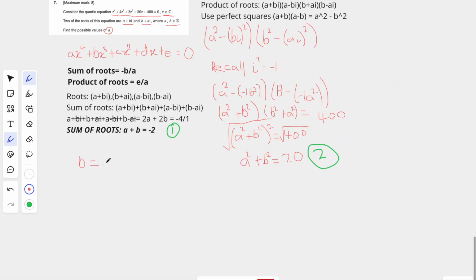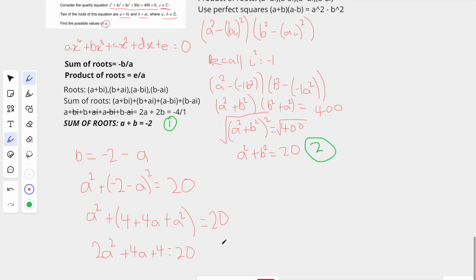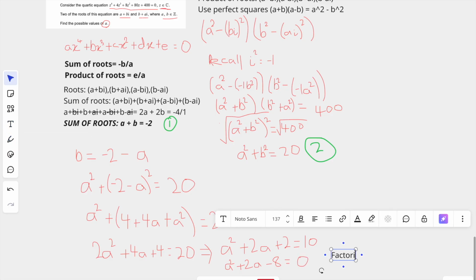From equation 1, we can make b the subject, such that b equals negative 2 minus a. We can substitute this into equation 2, such that we have a squared plus negative 2 minus a, whole squared, equals 20. Expanding the brackets, we get a squared plus 4 plus 4a plus a squared, which simplifies to 2a squared plus 4a plus 4 equals 20. Dividing both sides by 2 further simplifies this to a squared plus 2a plus 2 equals 10. We can then subtract 10 on both sides and either factorize or use the quadratic formula to determine the possible values of a.